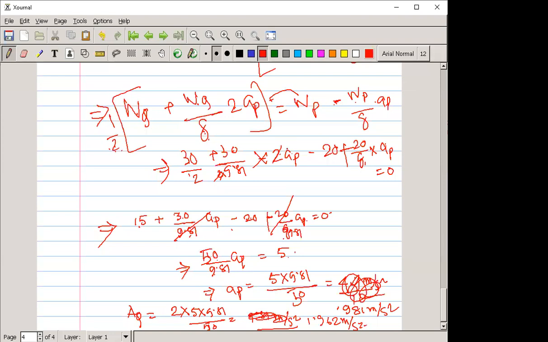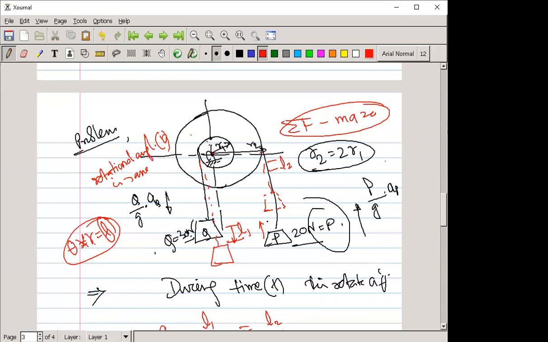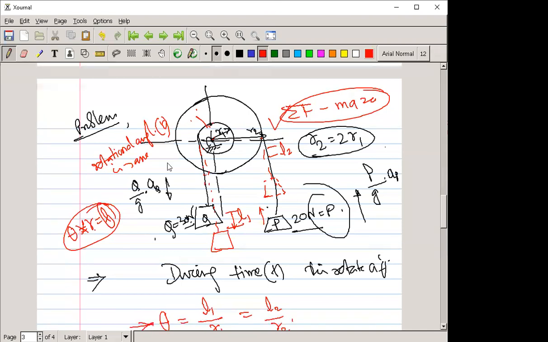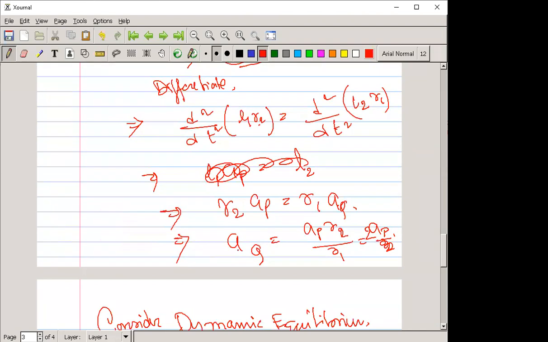The technique we have to use to solve this type of problem: if the question says that both pulleys are connected on the same shaft, connected to each other, then one load is on this side, and another load is connected with the other pulley. So how to solve? First, remember, you have to apply D'Alembert's principle. After applying this, you have to find the relationship between their accelerations, means AQ and AP. After getting that relation, we have this one.